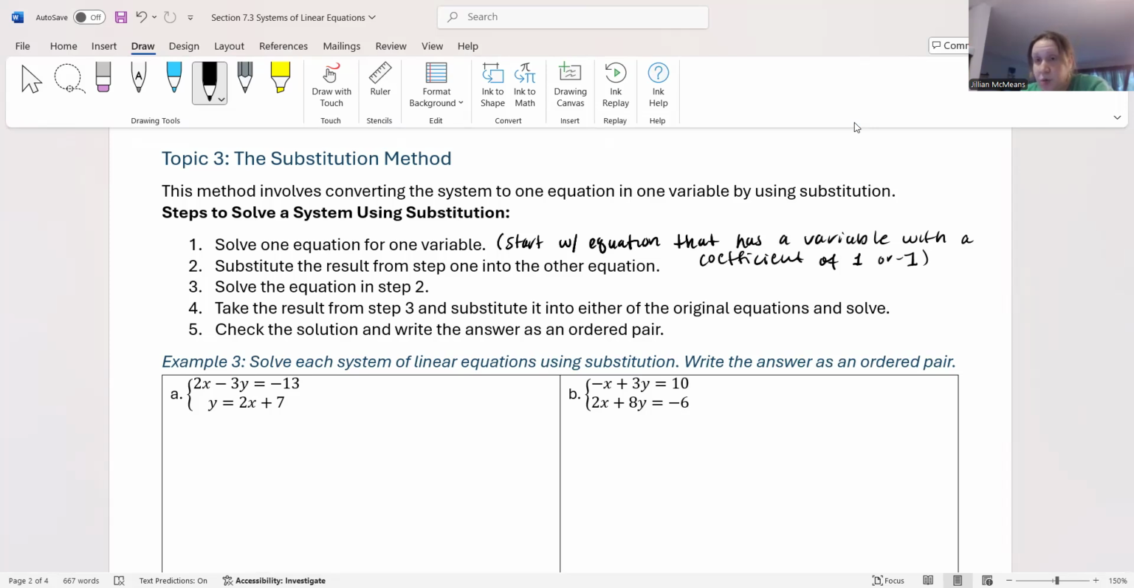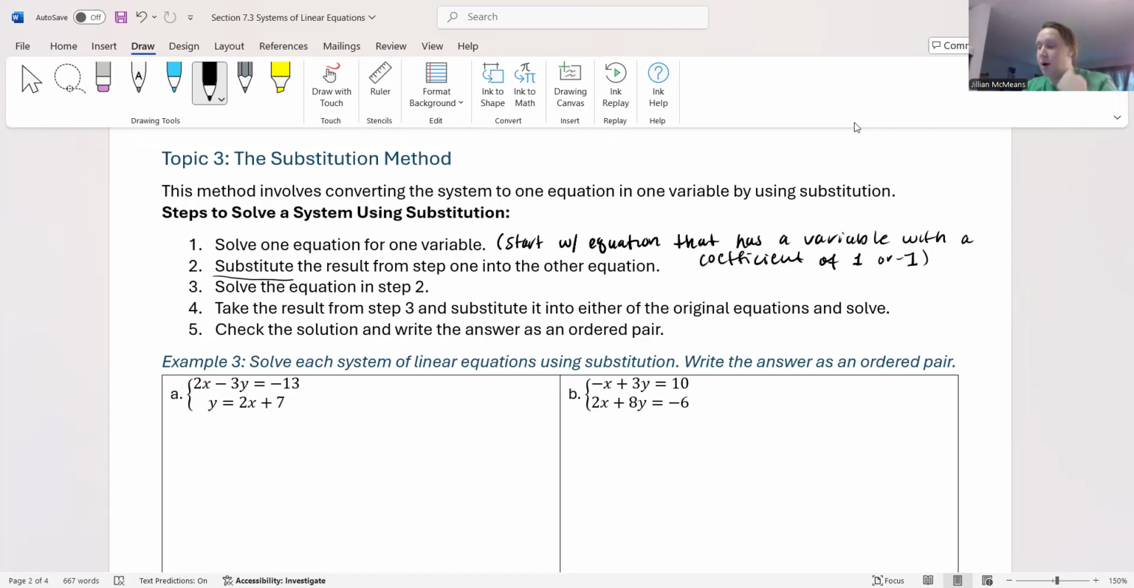Okay, now what you do once you solve that equation for that variable, substitute the result from step 1 into the opposite equation. Okay, so if you solve the first equation for x, you want to take the value for x and plug it into the second equation. That's why we call this the substitution method. Okay, now once you have substituted, you want to solve, okay, because that's going to create an equation in one variable that you can then solve. All right, and then you take the result from step 3 where you solve. So you're going to get either an x coordinate or a y coordinate, depending. You're going to take that result, plug it into either of the original equations to find the second variable. Okay, so you kind of substitute twice.